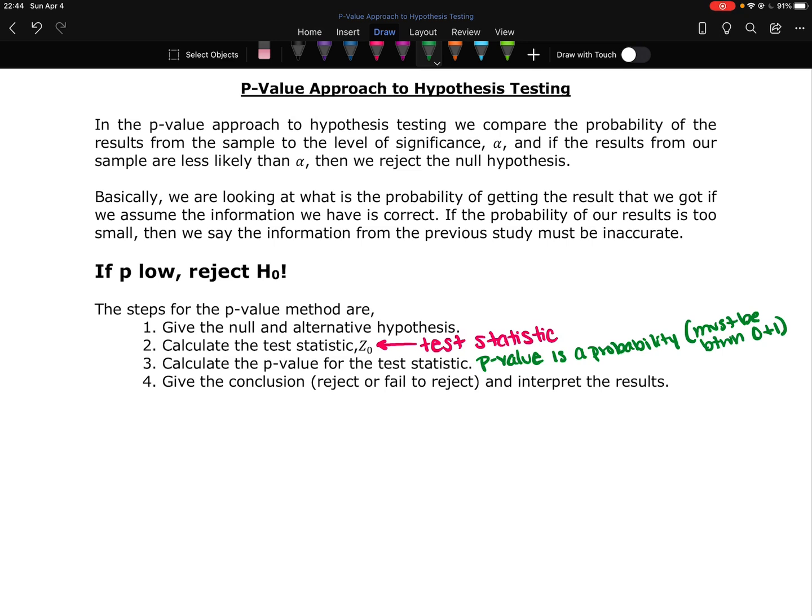And then the last thing is to give a conclusion, either reject or fail to reject. You might also see this worded as do not reject. They're the same thing, fail to reject, do not reject. And then we're going to write out an interpretation of what that means in the context of the problem. So this interpretation is in the context of the problem. And we want to be very detailed.